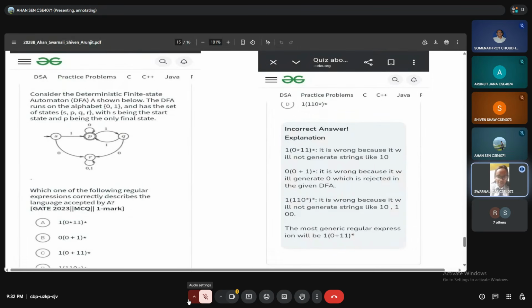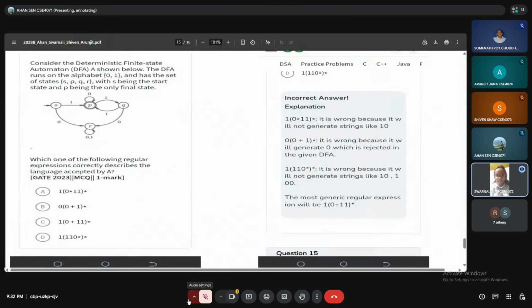Okay, as the question says, the string should start with 1 and it can end with 0 and 1. So the first option is cancelled because it has the string 1 0, so it is not accepted. The next option B is also cancelled because it starts with 0, which our DFA rejected, and option C is accepted because it starts with 1. Option D is also rejected because it has the string 10 and 110. So that's why C is the correct option.